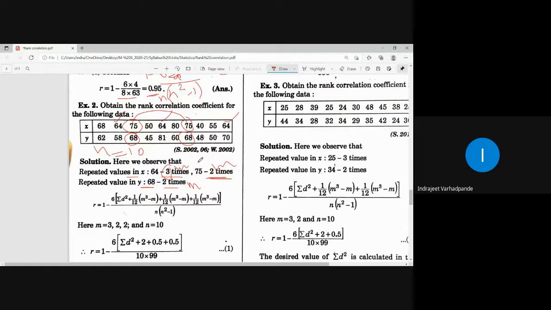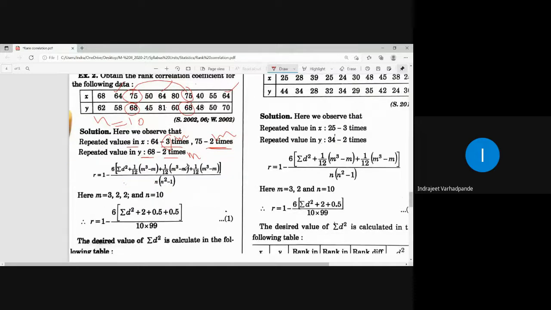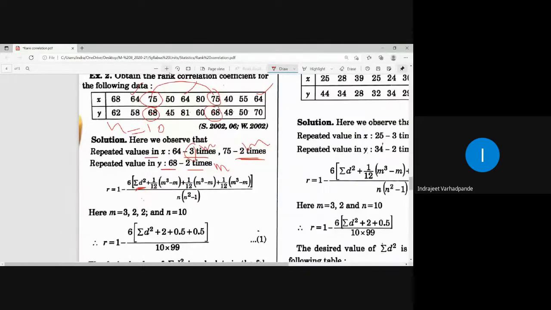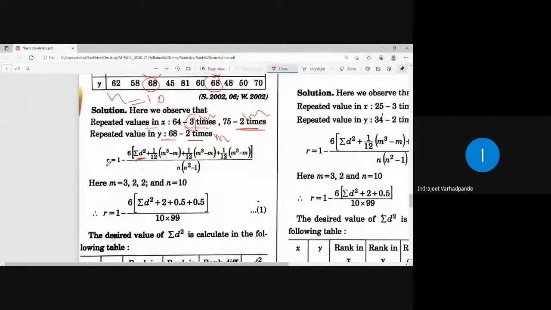So how many such observations in total are repeated? 3 observations. So the adjustment factor will be added 3 times, 1 for each. What does the formula become over here? R is equal to 1 minus 6 into summation D square plus the adjustment factor for this, 1 by 12 (m cube minus m), plus 1 by 12 (m cube minus m) for this, plus 1 by 12 (m cube minus m) for this, the whole divided by n into (n square minus 1).